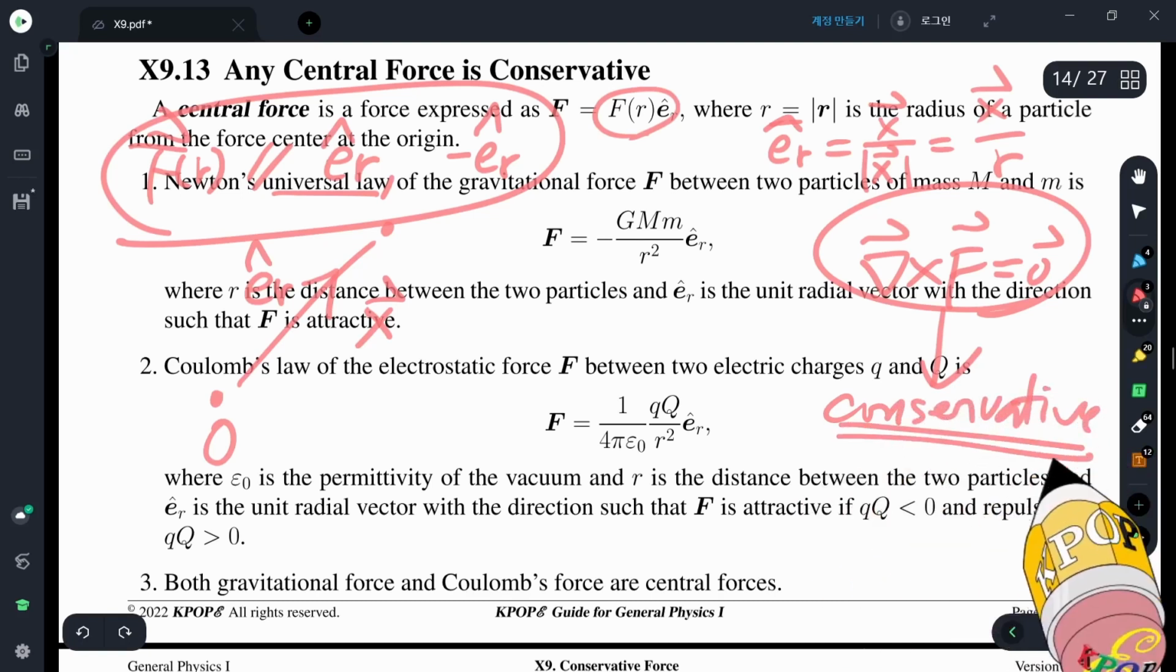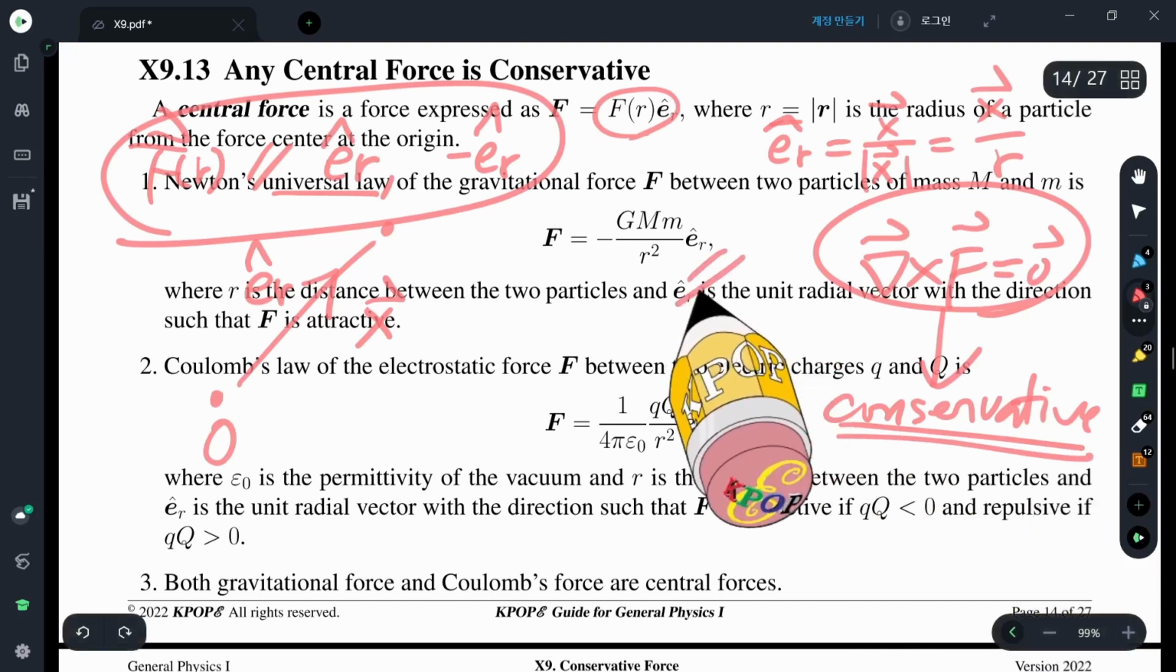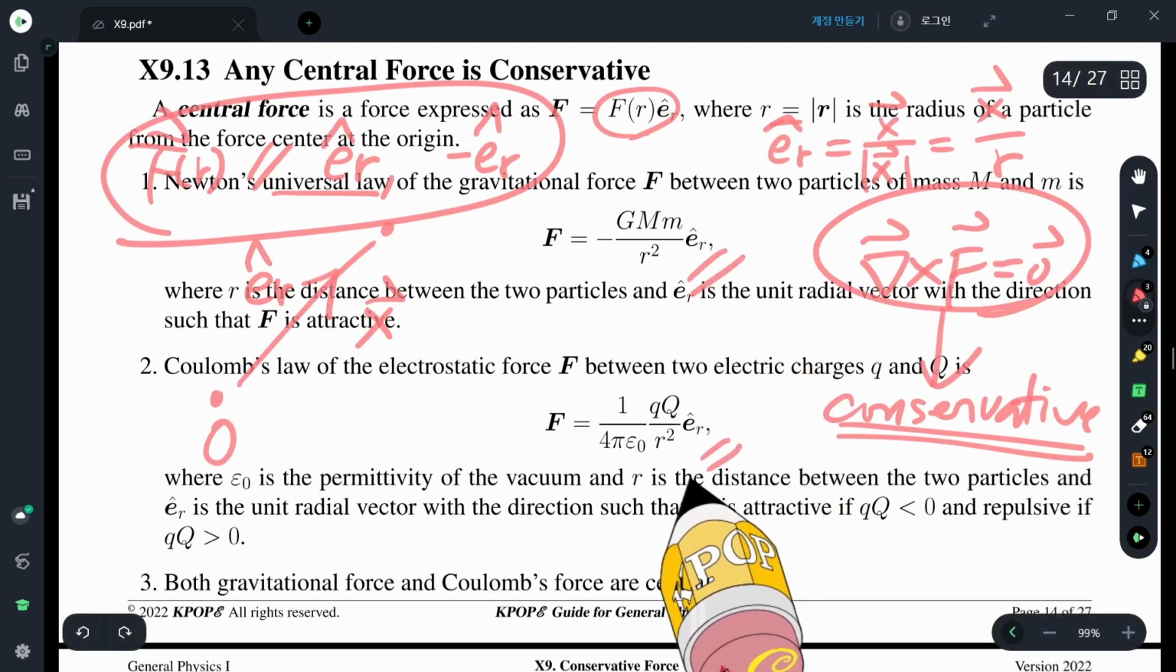What kind of force? Gravitational force and electrostatic force, called Coulomb's law of force. Both of them are central and both of them are conservative. If it is conservative, there exists a potential energy. And the potential energy is independent of the path, and it depends only on the position. And work done by the conservative force along a closed path is always vanishing.